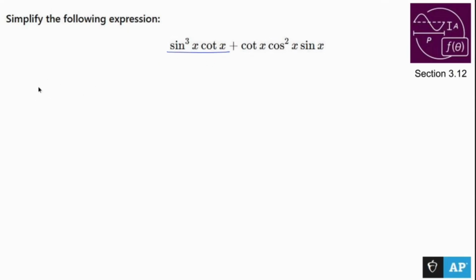Sine cubed x is sine x, sine x, sine x. Cotangent is cosine x over sine x. Plus cotangent, so cotangent is going to be cosine x over sine x. Cosine squared x is cosine x, cosine x, and then sine x is just sine x.